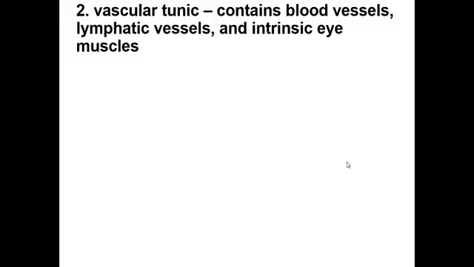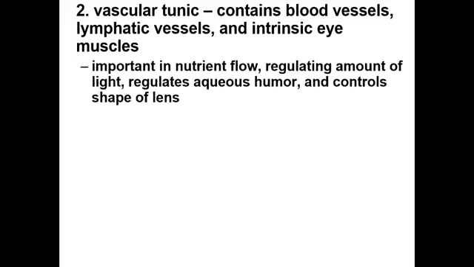This is where your blood vessels, your lymphatic vessels associated with your immune system, and the intrinsic eye muscles attach. Intrinsic are inside the eye, extrinsic are the ones that attach outside the eye. So the intrinsic eye muscles control the lens shape and the size of the pupil, things like that. Things that are important here about the vascular tunic: it is essential for nutrient flow, and it actually helps regulate the nutrients to the eye itself.